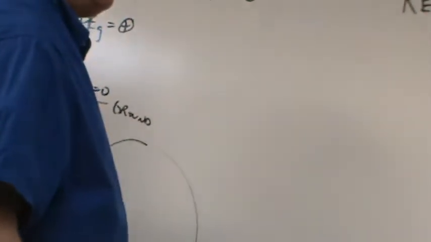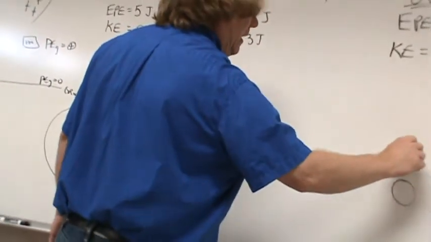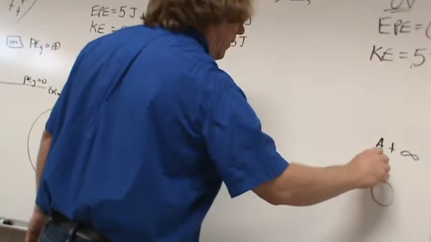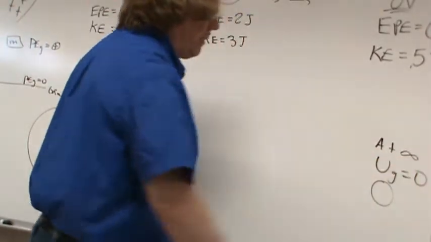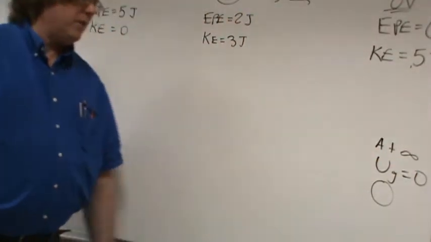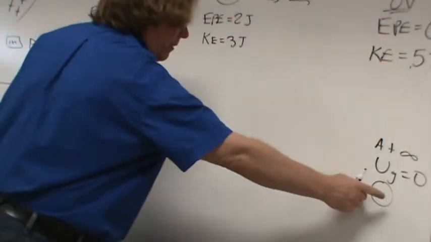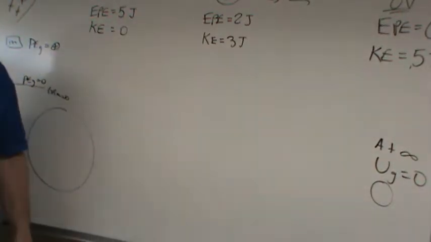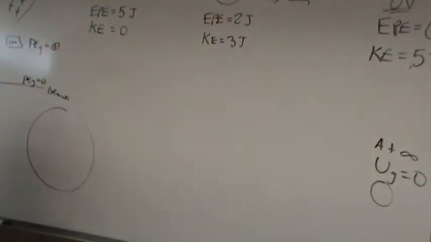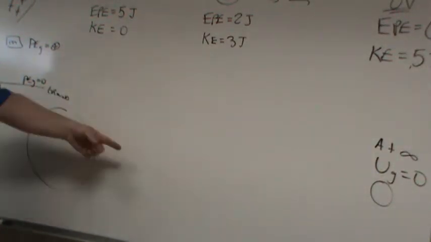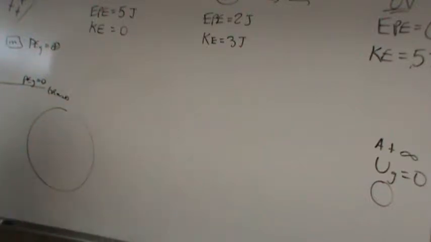If these 2 planets are far away, here at infinity, the gravitational potential energy, and I'm going to use the AP exam nomenclature for it, U sub G, is 0. What happens to the gravitational potential energy as these 2 get closer and closer together? Does it get more and more positive or more and more negative?